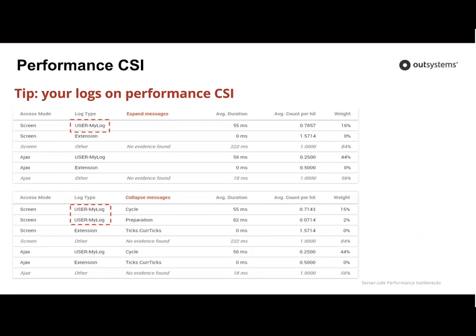How are you going to see it? It's through this pattern. You add to the existing logs from Performance CSI your custom logs, and by doing this, you will see that that portion of code represents a percentage of the overall performance. By doing it, you will reduce the no evidence found. That's the goal. You'll create some segments in your code to try to have the no evidence found close to 0%.